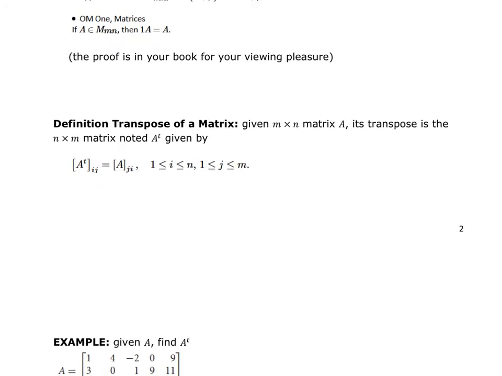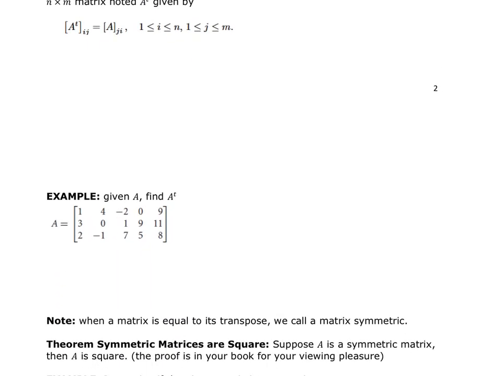Now we're going to talk about what it means to transpose a matrix. The notation is A being the matrix and raised to the small letter T. That means that we're going to transpose it. What that means is my rows become columns, and my columns become rows. Let's see what this means.